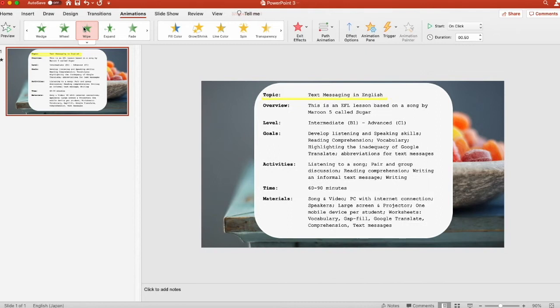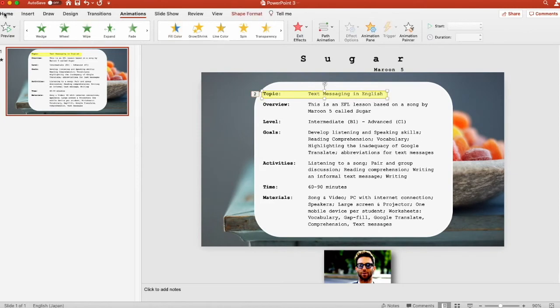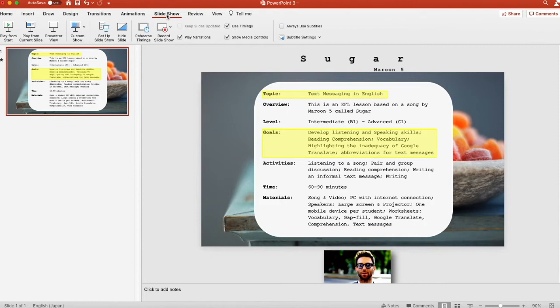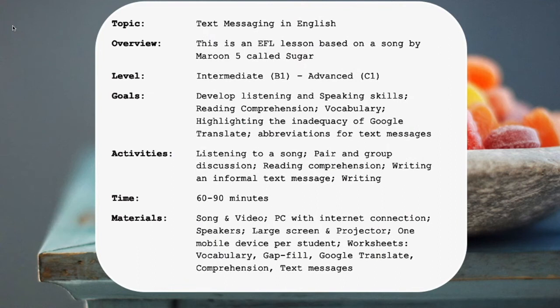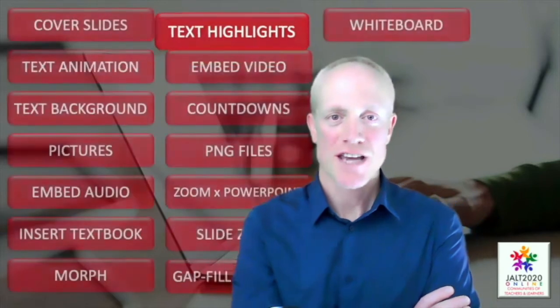We'll animate that with wipe from the left side. And that's going to be on click by default. If you want to highlight any more text, you simply copy that rectangle. I'm going to drag it down. I want the students to focus on the topic and the goals for this class. Here we have it. Let's have a look. Okay, that was text highlights.